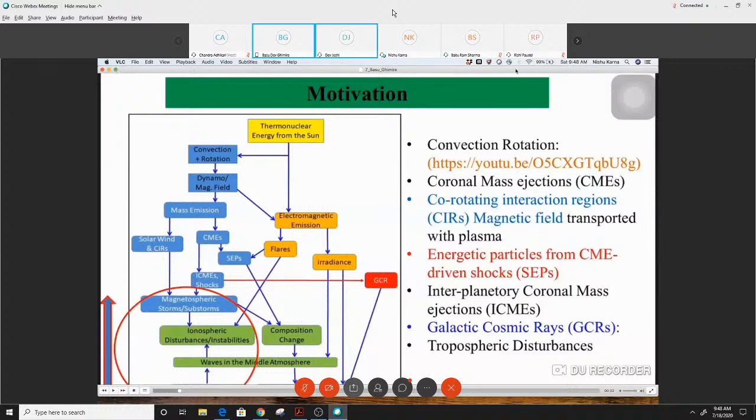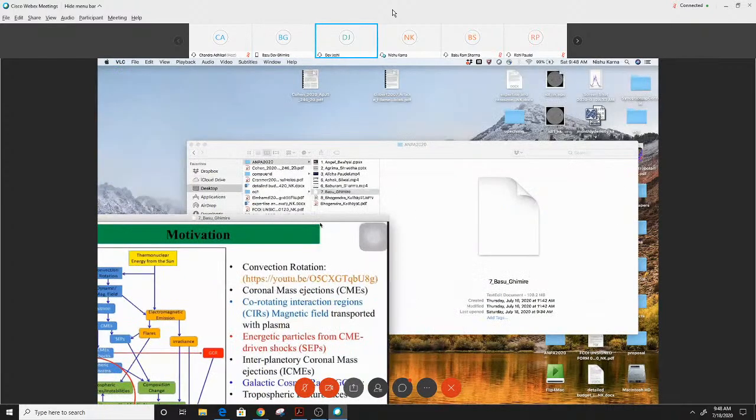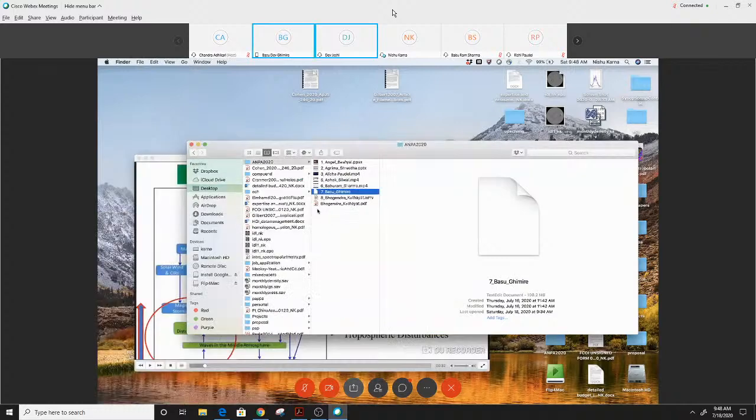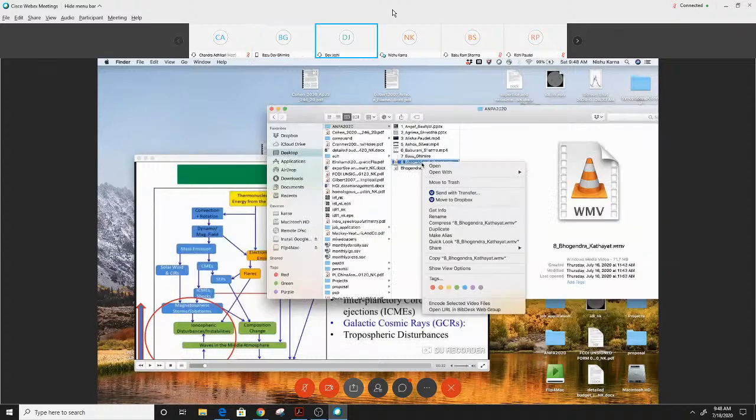So that's fine. I think from the lower atmosphere, the wave activity may provide a seed to disturbances. Okay, a seed to hydrodynamic instability. I mean, I don't agree with that point.